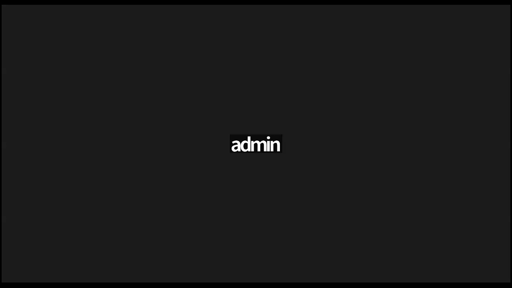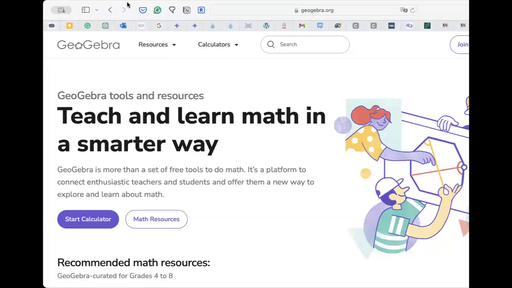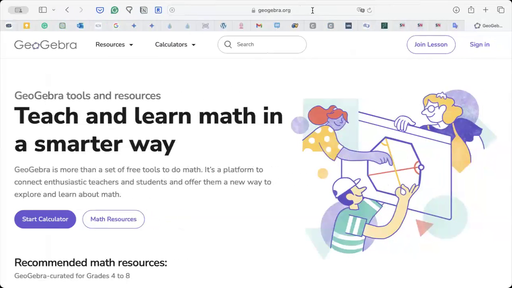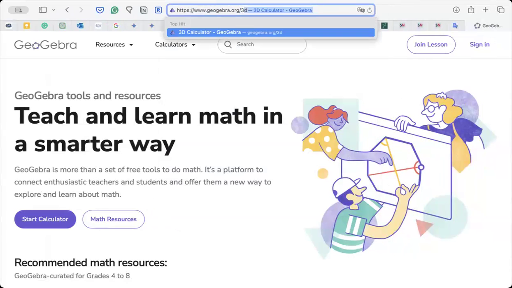GeoGebra, just one moment. www.GeoGebra.org/3D. Of course, you can explore because it can do many things, but I'm going to do the 3D calculator.